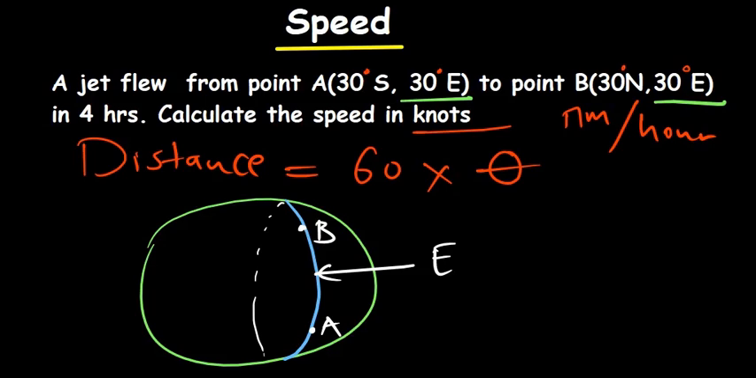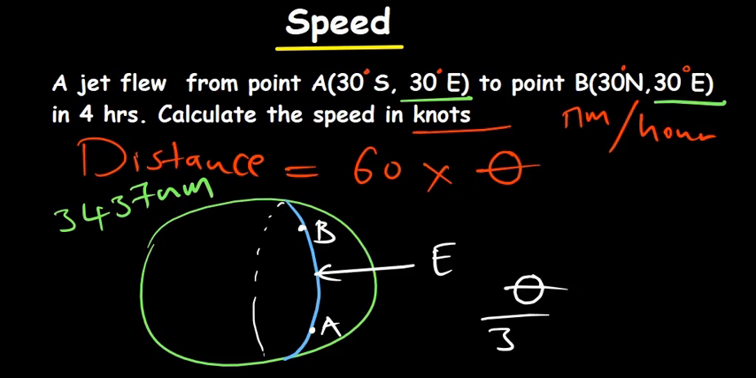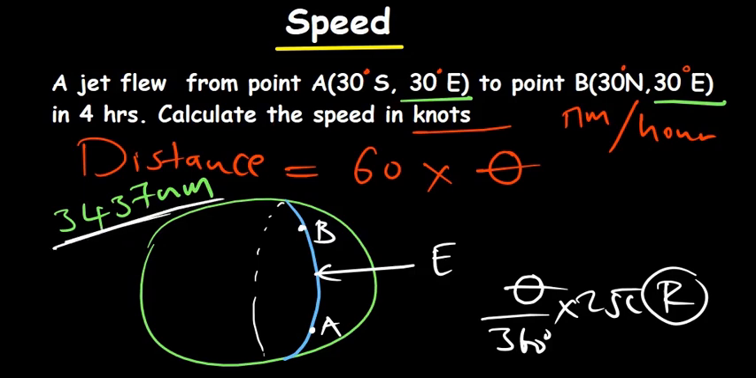So we're trying to determine the distance between them. We're supposed to take into consideration their radius. In this case, this is a great circle, so the radius would be 3,437 nautical miles. If you want to use the longer route, you use theta over 360 degrees multiplied by 2 pi and then the radius r, which is 3,437. The shortcut is 60 multiplied by the theta.